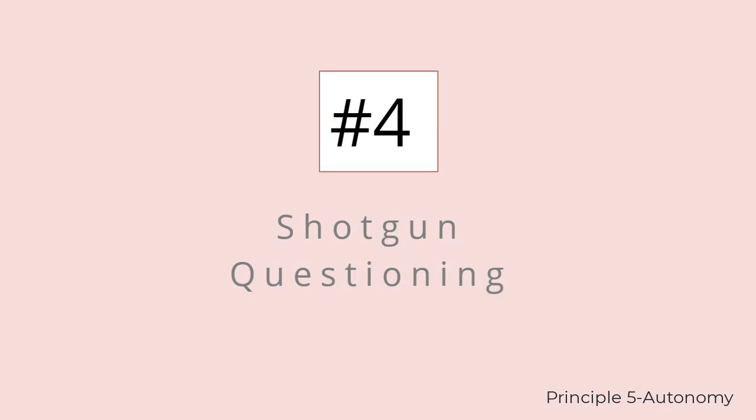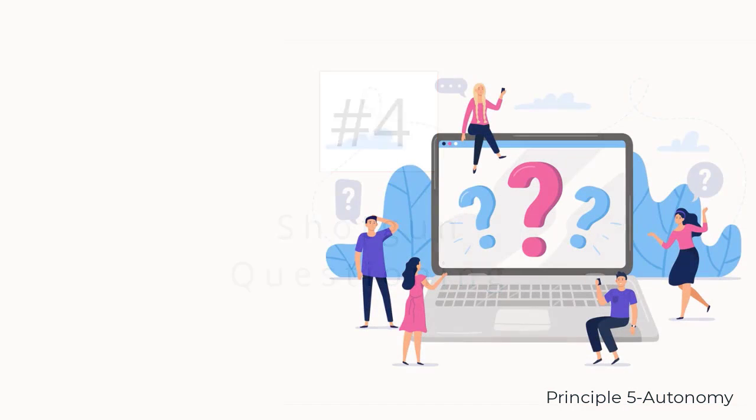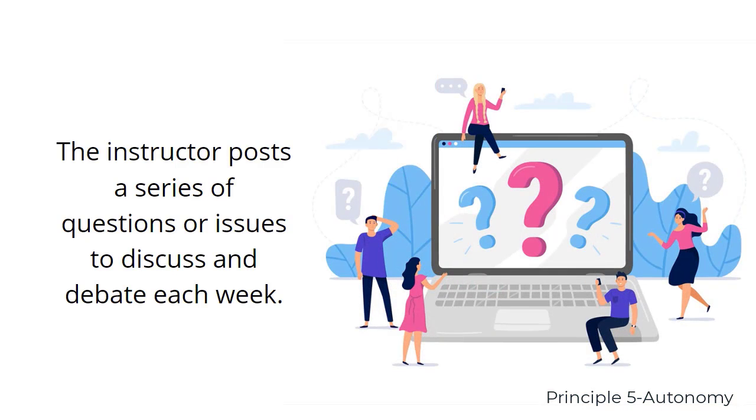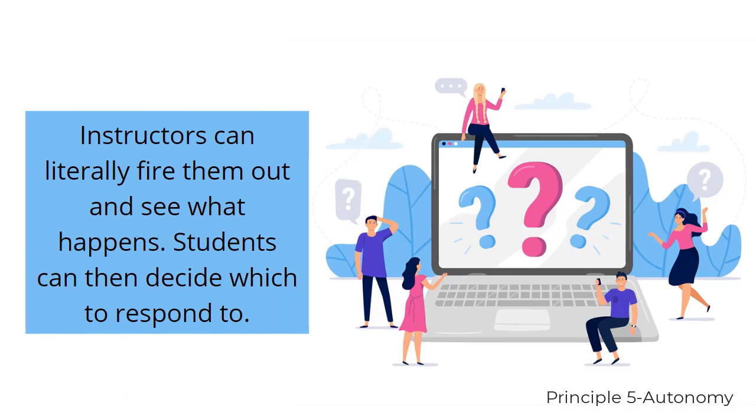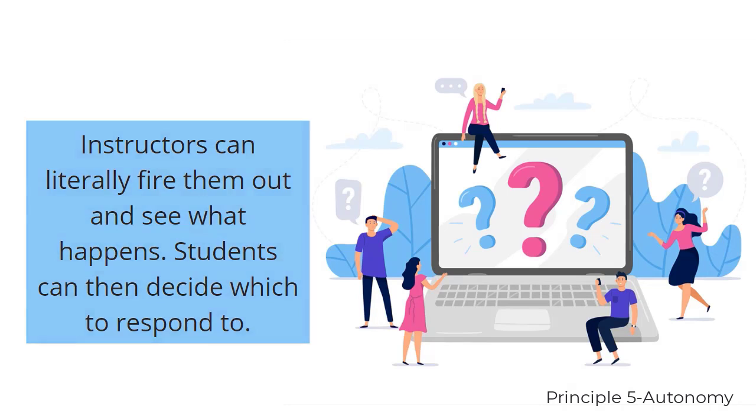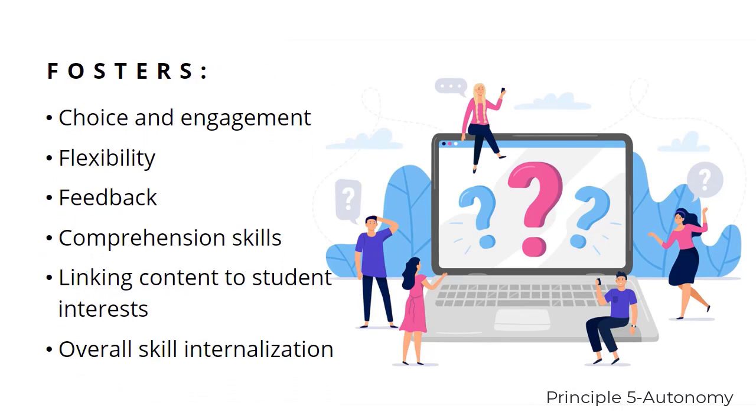Number 4, Shotgun Questioning. The instructor posts a series of questions or issues to discuss and debate each week. Instructors can literally fire them out and see what happens. Students can then decide which to respond to. This activity fosters choice and engagement, flexibility, feedback, comprehension skills, linking content to student interests, and overall skill internalization.